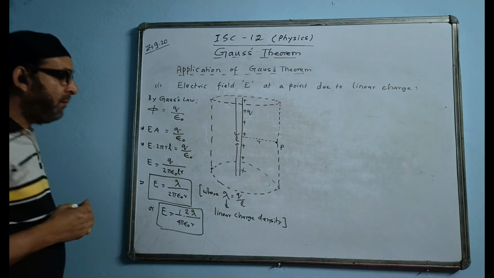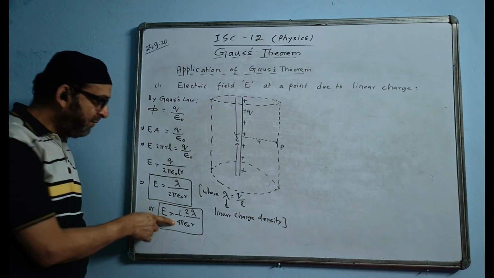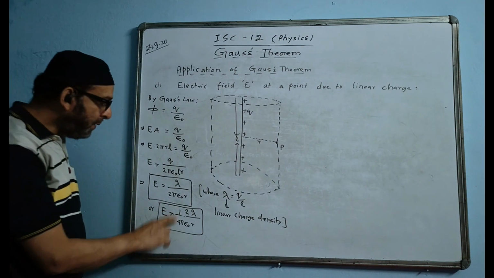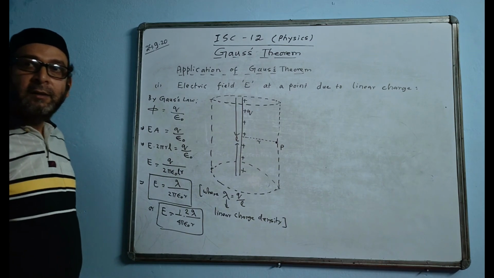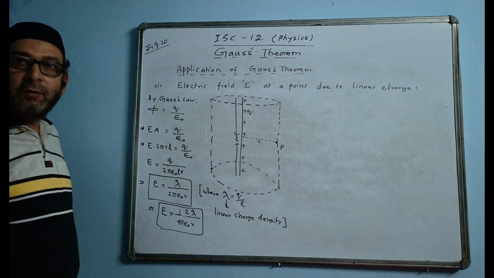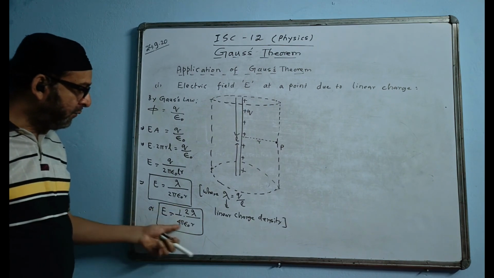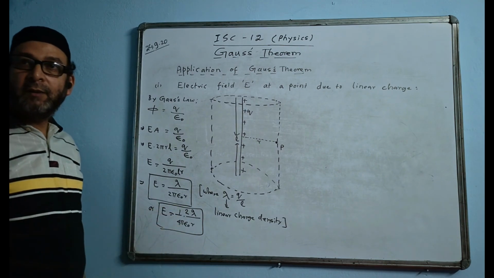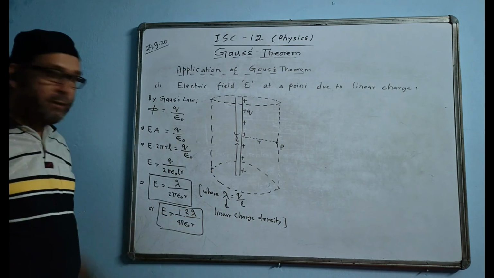They may give a multiple choice question, and in the choices they will not give this, they will give it this way. Because 1 by 4 pi epsilon naught gives a standard value, that is K, and the value of K is 9 into 10 to the power of 9. That is Coulomb's law. We have this constant of 1 by 4 pi epsilon naught, so in that format they will give. If they give in that format, you write 2 lambda by R.